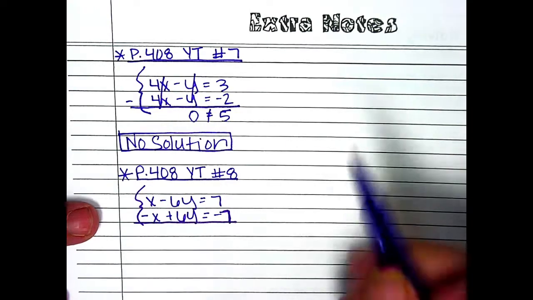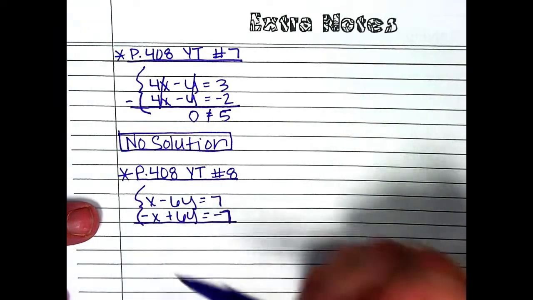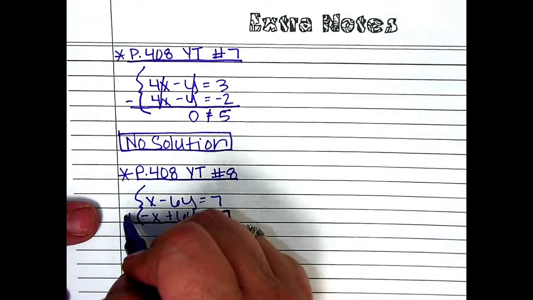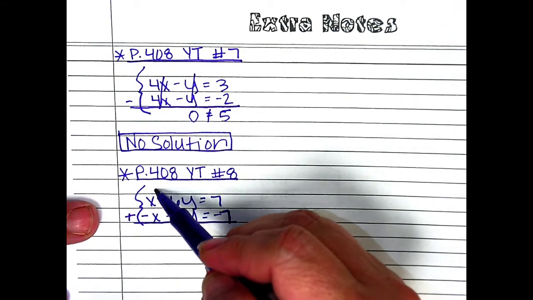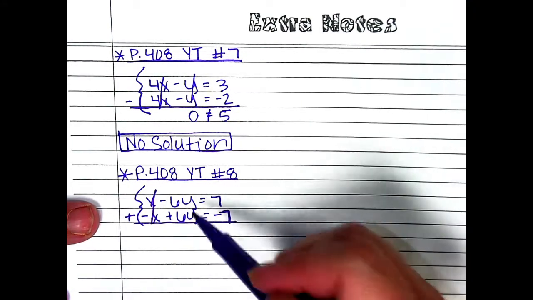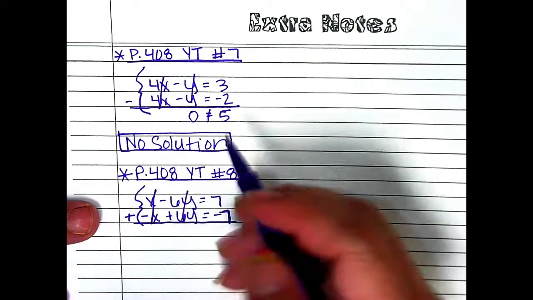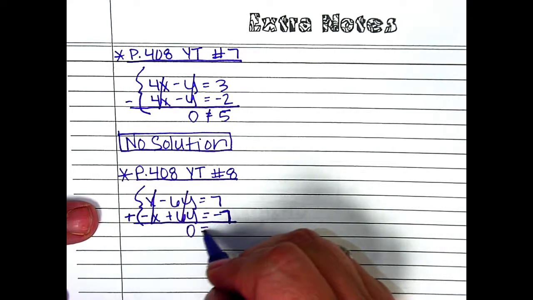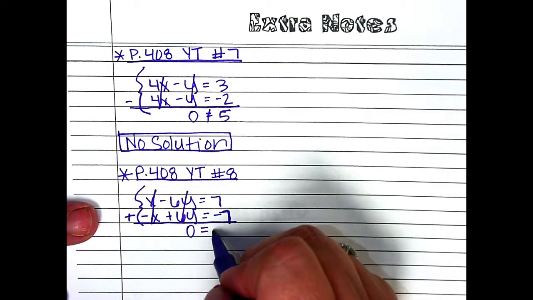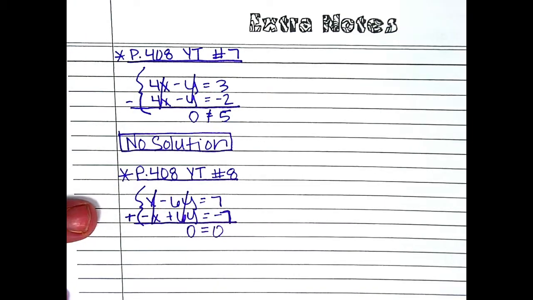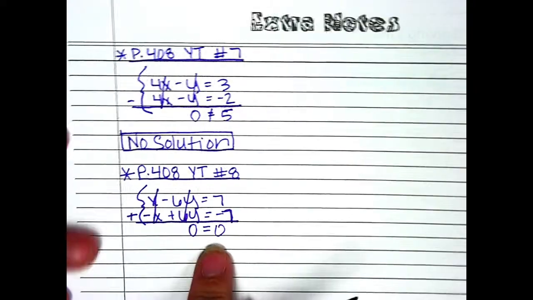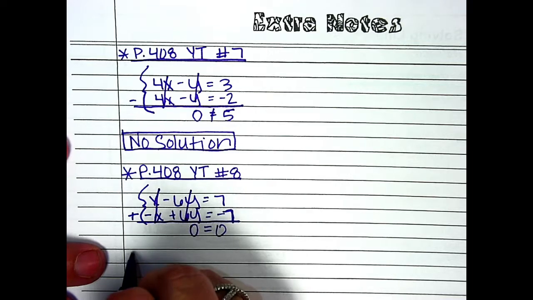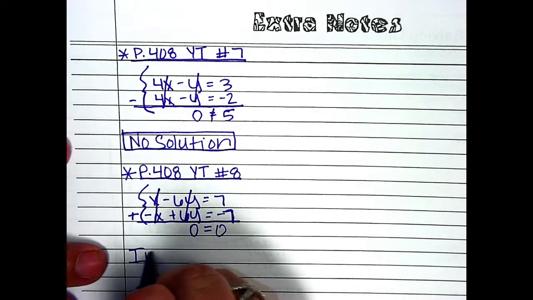Alright, so let's check if I add them. X and negative x is 0, so I'm going to go ahead and add. So x and negative x cancel. Negative 6y plus 6y cancels, so I'm left with 0. And 7 plus negative 7 is 0. So when you end up with a true statement, the answer is infinitely many solutions.